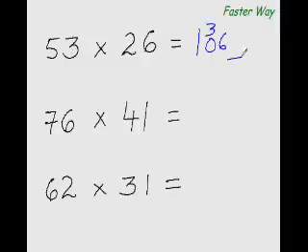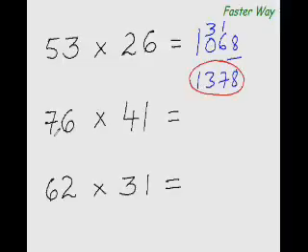Now for the last digit, all you need to do is multiply the last digits together. So 3 times 6 is 18. So write 1 here, 8 here. 10 plus 3 is 13 and this would be 78. This is our answer. Now you try to do this one.